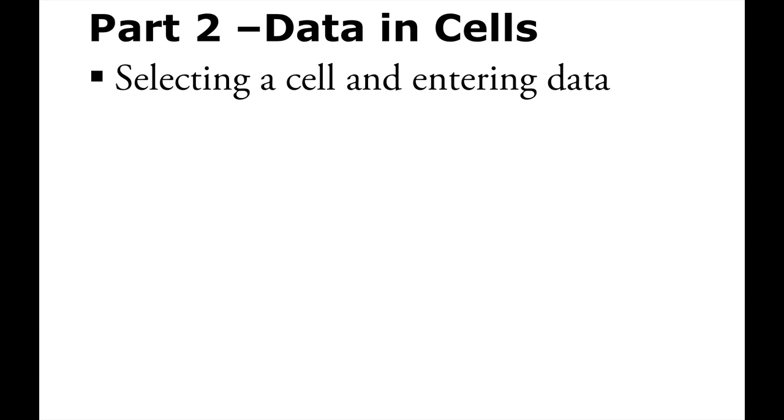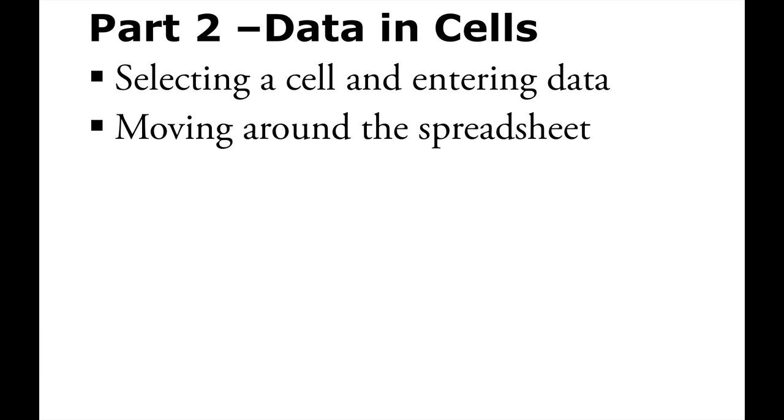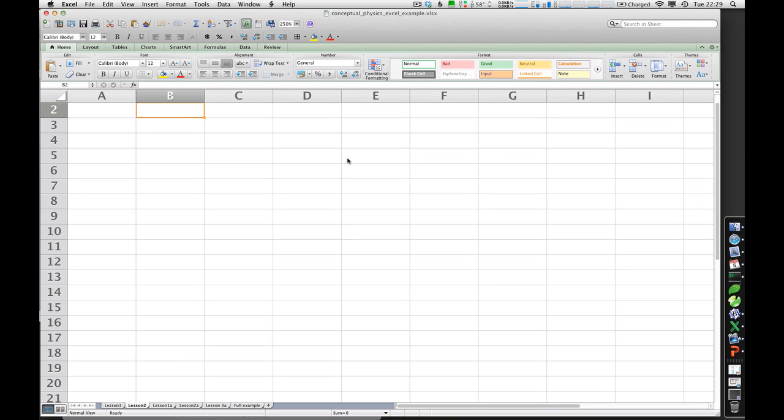I can select a cell by clicking on it. I can also use the arrow keys to move around on the spreadsheet. Here, I'm using the arrow keys to move around. Hitting Enter will move down the page, and hitting Tab will move across the page.